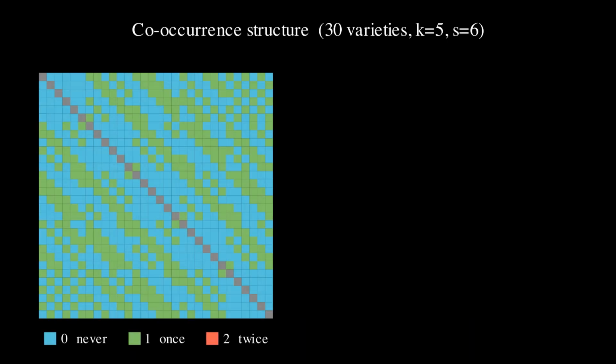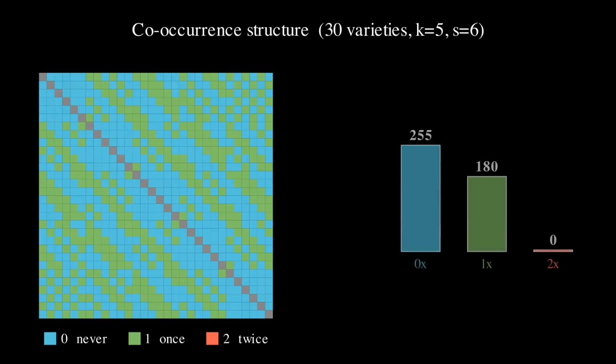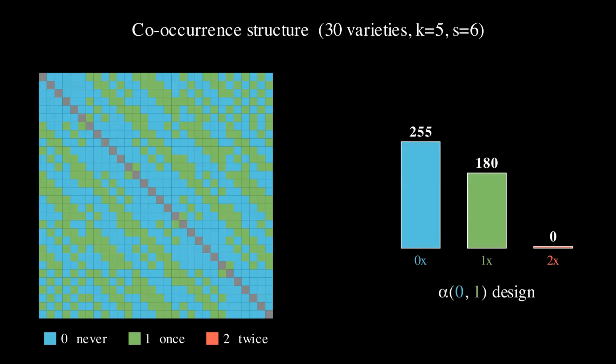Here is the co-occurrence heat map for this alpha-01 design. 30 varieties, blue and green only. There is no red, because no pair shares 2 blocks. Of the 435 pairs, 255 never meet, 180 meet once, and none meet twice.